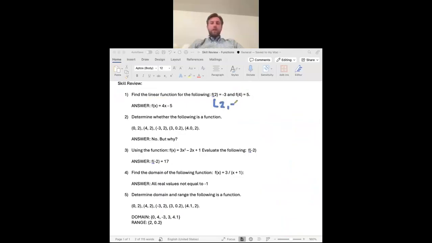2 comma negative 3, and the second one. So this information here, f of 2 is negative 3 and f of 4 is 5, gives you two ordered pairs. That's what you need to draw from this: oh, that gives me ordered pairs. Now I use the process from a couple weeks ago. I have two ordered pairs.